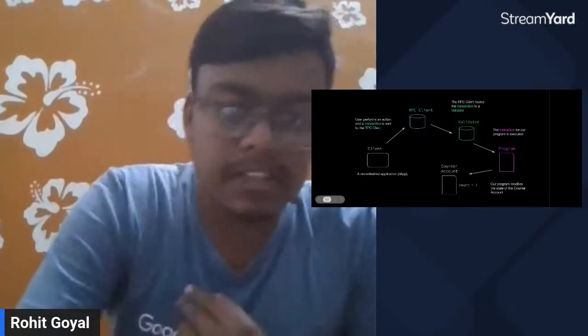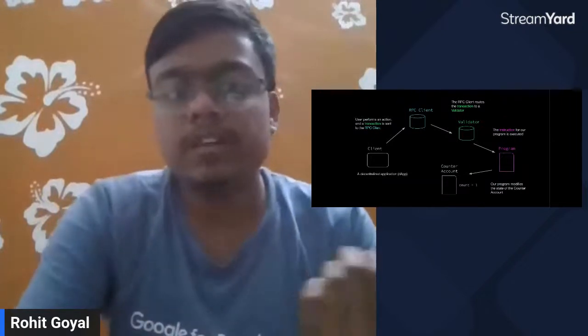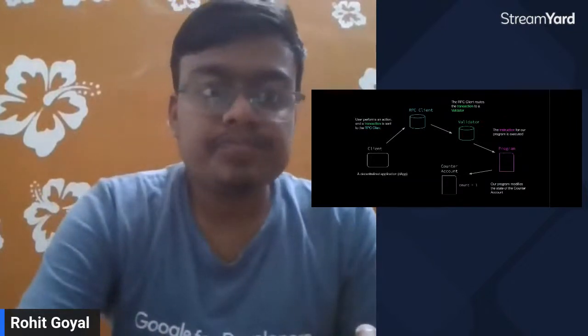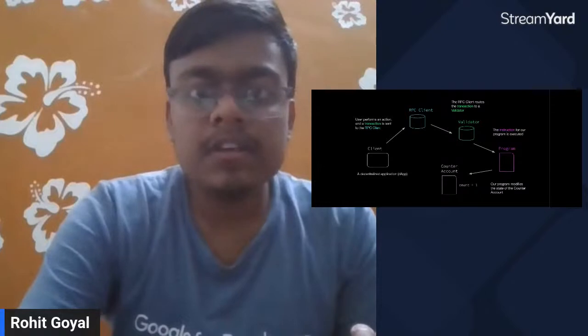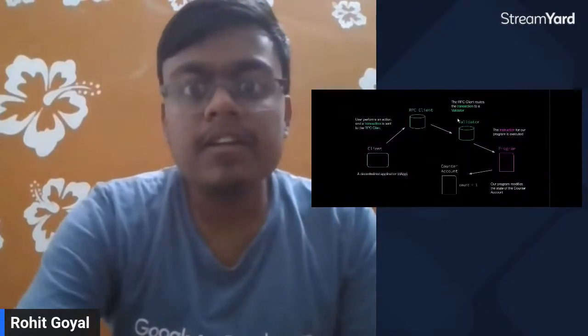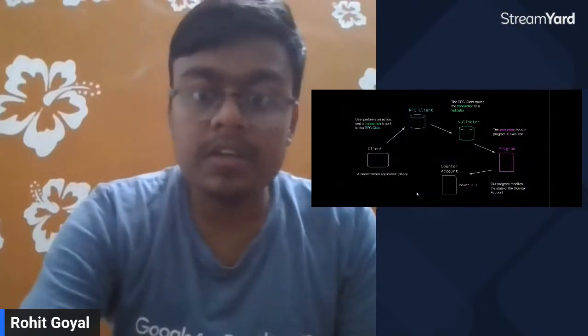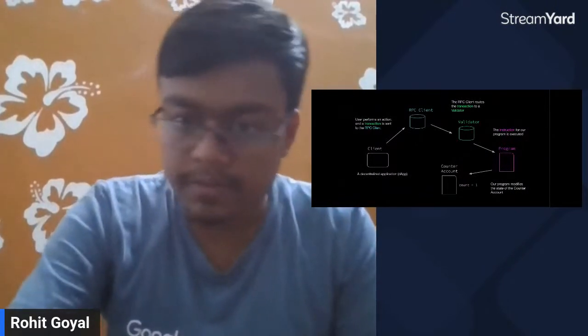By this whole method we can update the state to one: from the client, then the RPC client, validator, program, counter, for the value counting to one.